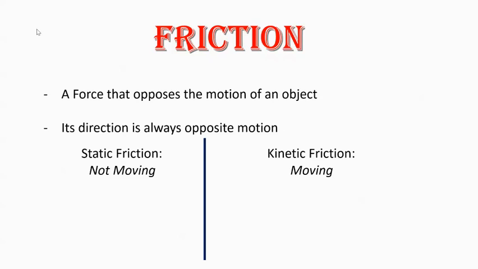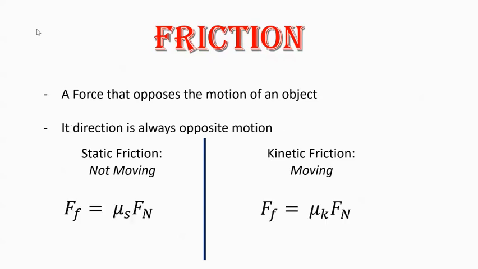And you've probably experienced this if you ever tried to push a couch or something heavy across a rug. You'll notice that you have to put a lot of force into getting it to start. But once you get it to start, you don't have to push quite as hard to keep it moving at a constant rate. So there's an equation, and the only difference between these two equations is the little subscript that they have. The S is for static, and then the K is for kinetic. And so static means it's not moving, kinetic means the object is moving.